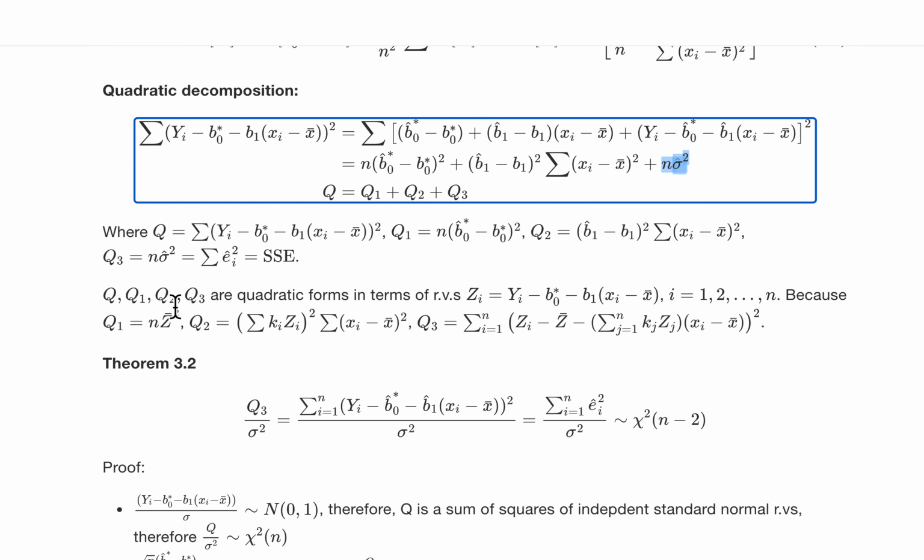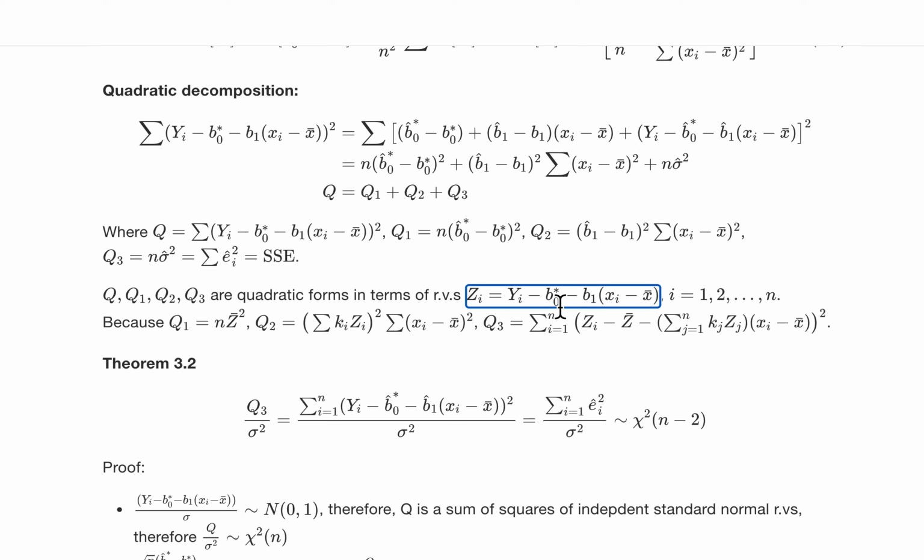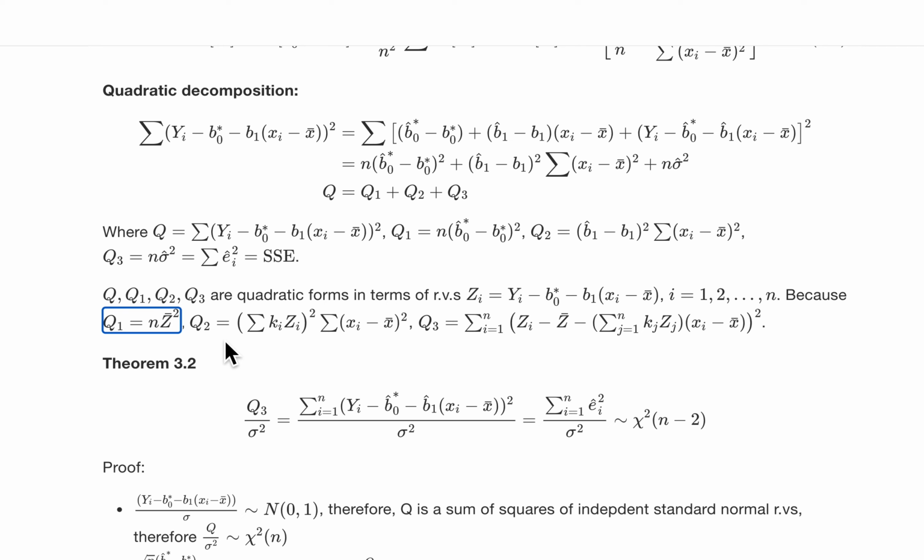So let's see q1, q2, q3. Those q terms are actually quadratic forms of the zi, which is yi minus b0 star minus b1 times the bracket xi minus x bar. Because q1 we can show it, but it's going to take a long time, I'm going to skip that. You can try to find it yourself on paper. Not that hard to find. So q1 is actually one quadratic form.